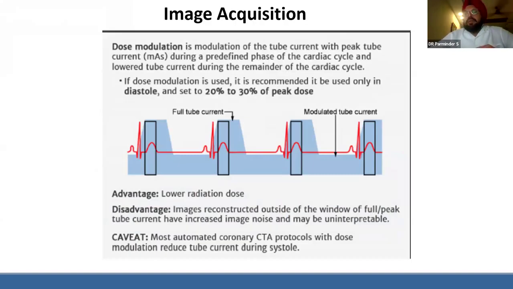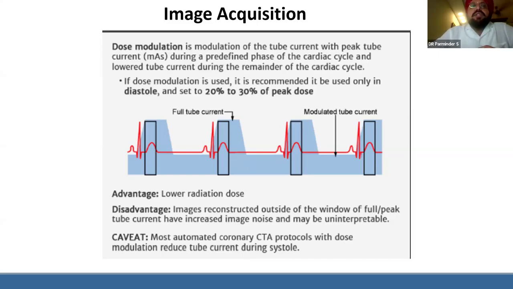We remember that most of the measurements which we use in TAVI are in the systolic phase. We measure in the systolic phase because systolic measurements of the annulus are typically larger than the diastole. And most of the available prostheses prescribe the use of systolic measurements for their sizing. So full tube current during systole is very important for reconstruction and for image analysis. Otherwise, during diastole, we can modulate the dose.